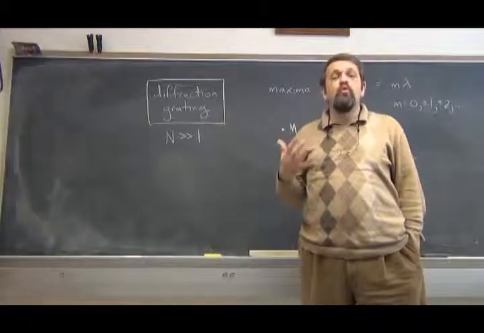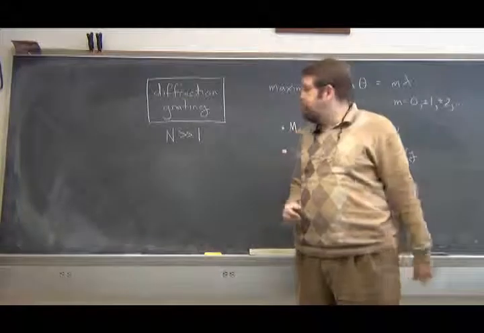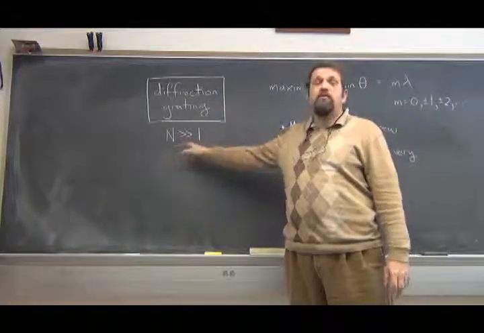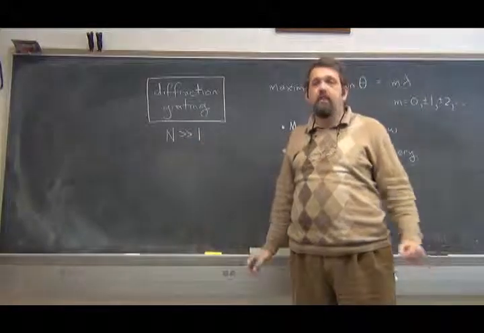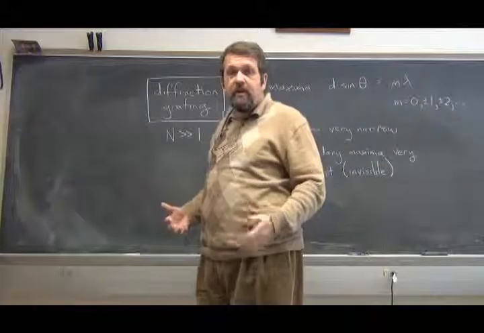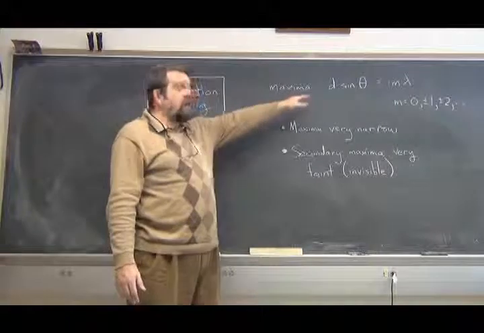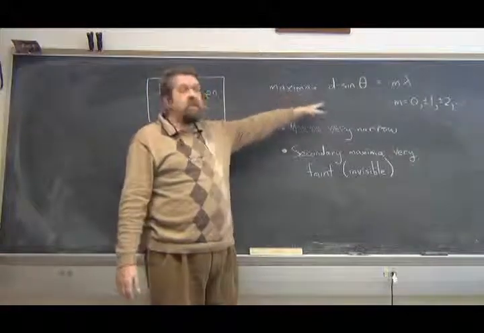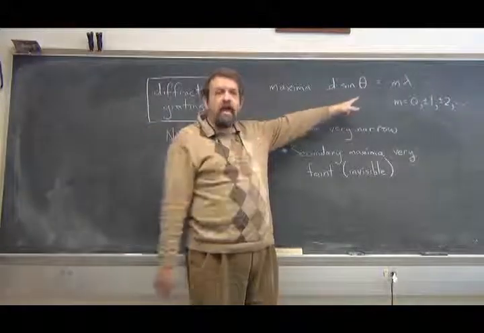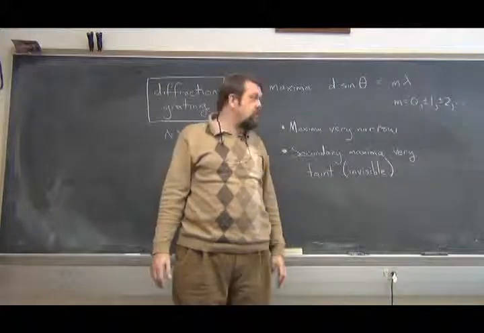If we have a great many slits, hundreds or thousands of slits, then we have what's called a diffraction grating. The number of slits is very much bigger than 1. The situation for a diffraction grating is very easy to analyze. The intensity maxima will be at the familiar places where d, the separation of the slits, times the sine of theta, theta being the angle, is n times lambda, where n is some integer, positive or negative.